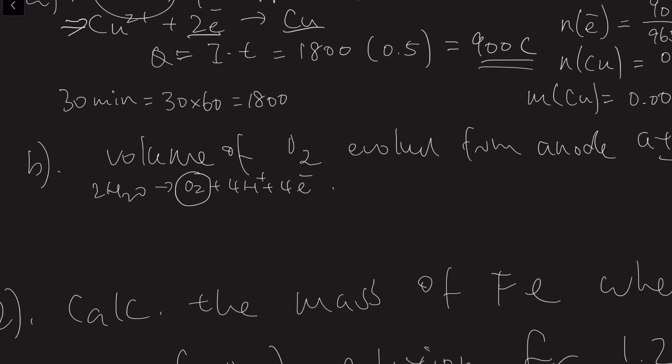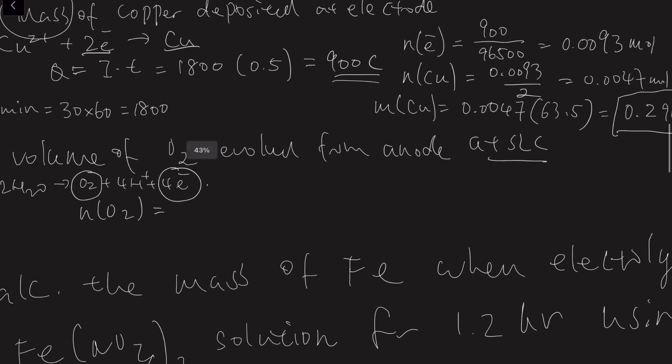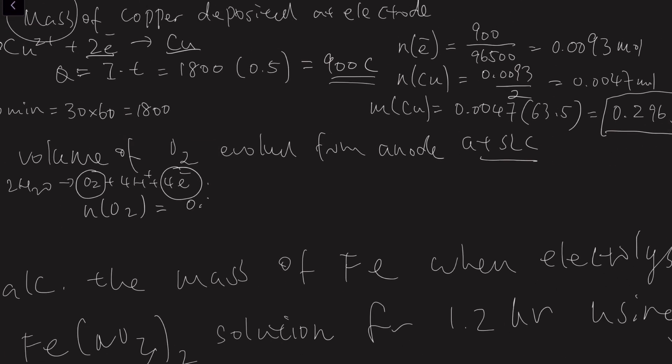So when we look at the molar ratio, it has a 1:4 ratio. For every 1 mole of oxygen gas evolved, we need 4 moles of electrons. So the mole of oxygen gas is equal to the mole of electrons, which we already know is 0.0093, divided by 4, which is 0.0023 mole.